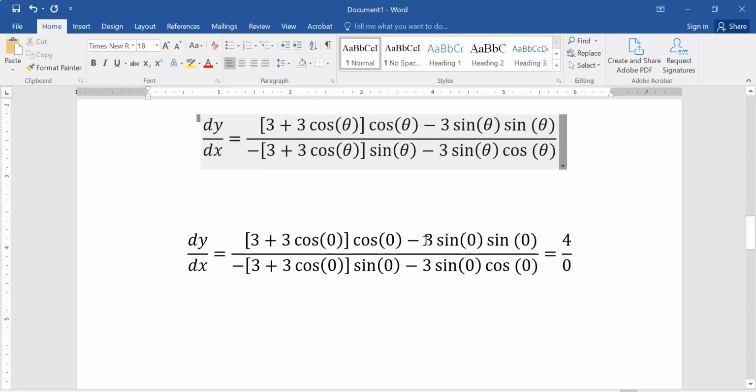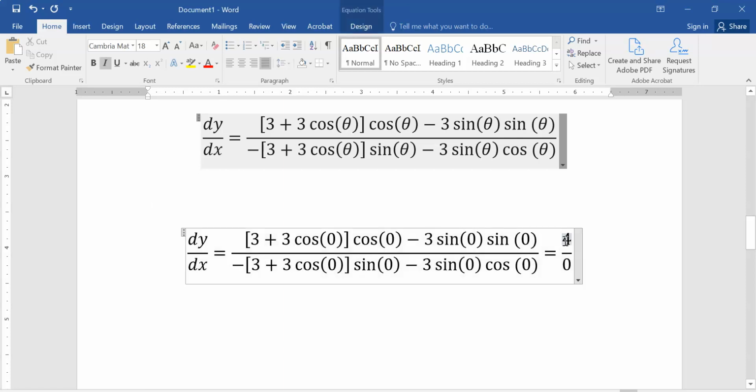If you plug in 0, remember every time you plug in 0 to cosine, you get a 1. Every time you plug in 0 to sine, you get a 0. So you get 3 plus 3, that should be a 6, I believe. 6 times 1 minus 0. Oops, that should be a 6 on top there. So if you plug in 0, you get 6 on top. If you plug in 0 here, you get, again, negative 6 times 0, that's 0. Minus 3 times 0 times 1, that's 0. So you get 0 in the denominator. Again, this is undefined. That means, in this case, that is a vertical tangent.